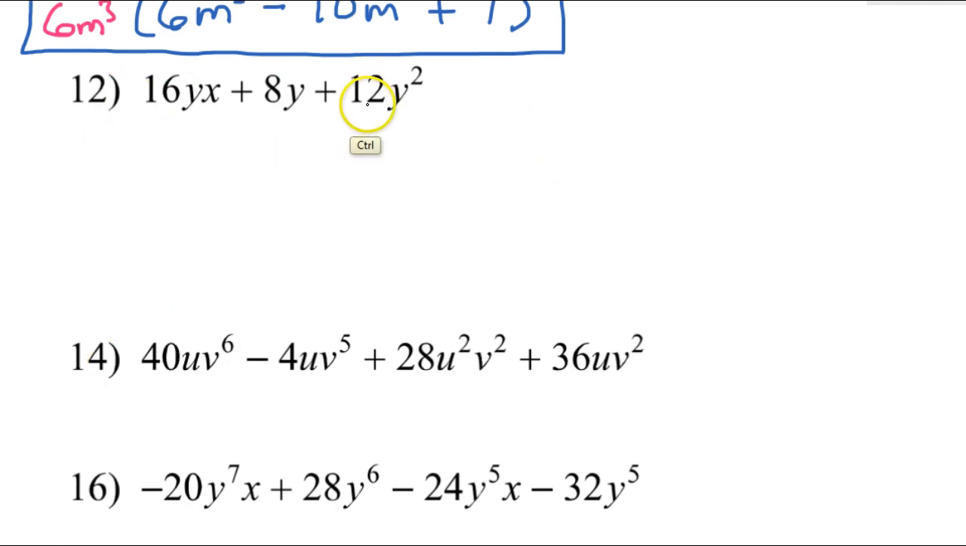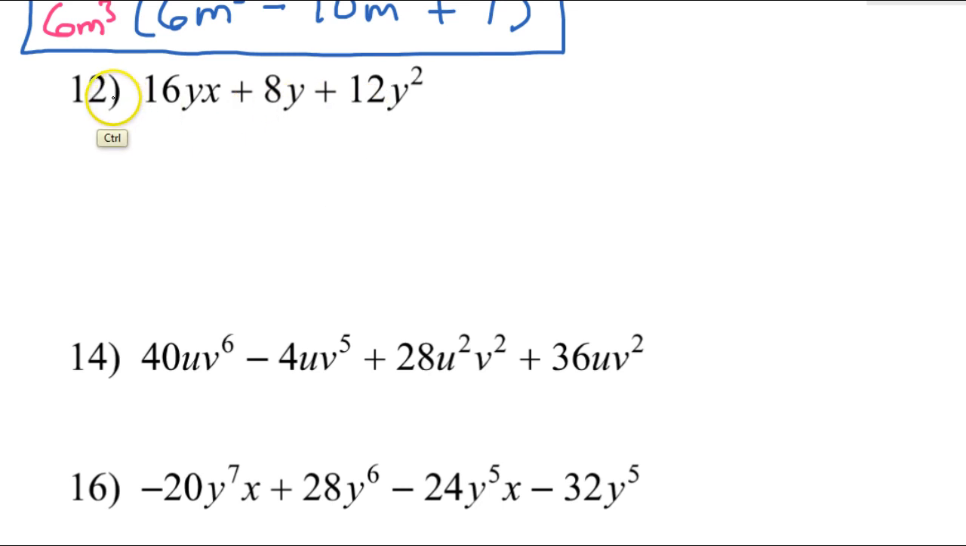Sometimes I rewrite things in descending exponential order, but when I have a combination of multiple variables, like here I have x's and y's, then I generally don't bother rearranging anything. So I'm just going to leave it the way it is, even though this is y squared over here. Because I have x's and y's, it's not the same.